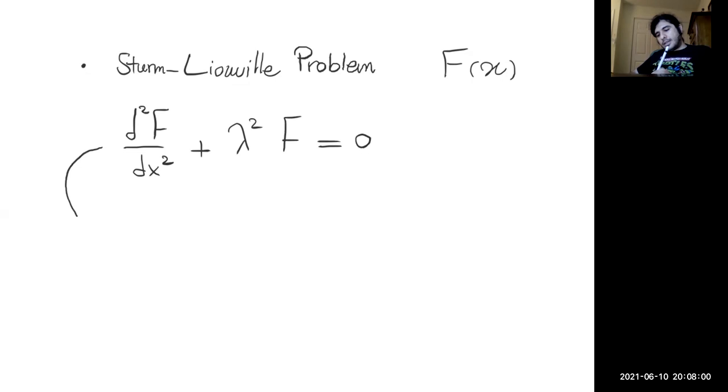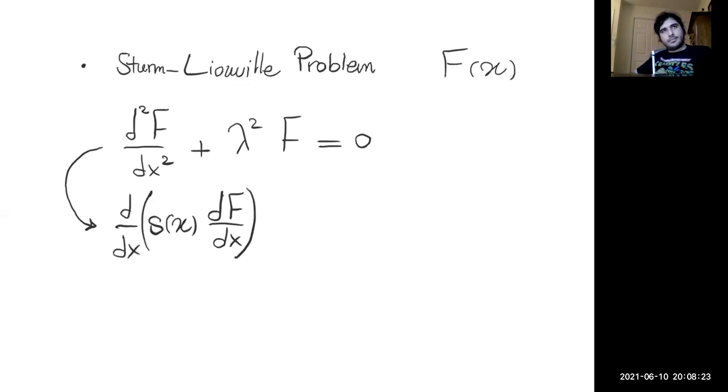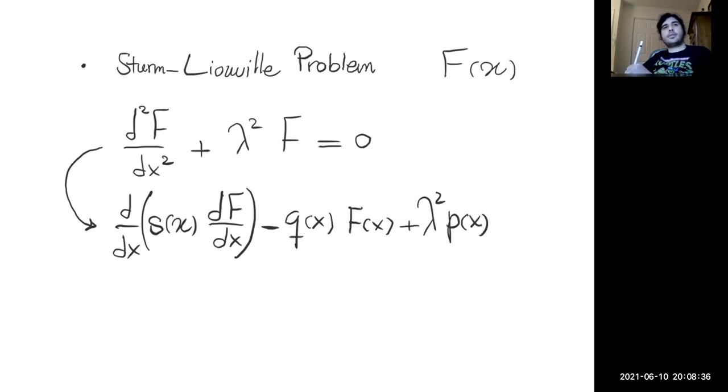Actually, I want to generalize this. So rather than the second derivative of f with respect to x, the more generalized version is like this. Suppose s is a function of x, a specific given function. Multiply that by df dx, and take the derivative of that with respect to x. Minus, suppose q is another known given function, q of x times f. Plus lambda squared, suppose p is another given function, p of x times f, is equal to 0. This is called the Sturm-Liouville equation. So we saw a general form of that.